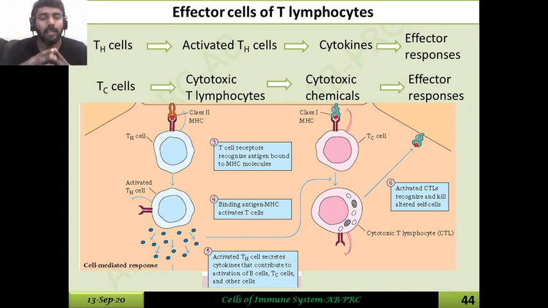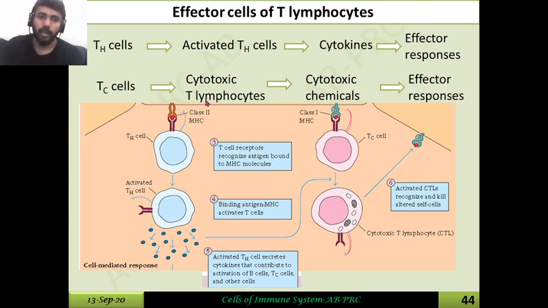That's why these cells are called T helper cells. Instead of directly involving in the reaction or in the elimination process, they are associated with facilitating the immune responses. That's why they are called helper cells. Now look at the other cell, T cytotoxic cell. This is called cytotoxic because these cells, after activation, will produce chemicals which are toxic to cells. That's why it is cytotoxic.